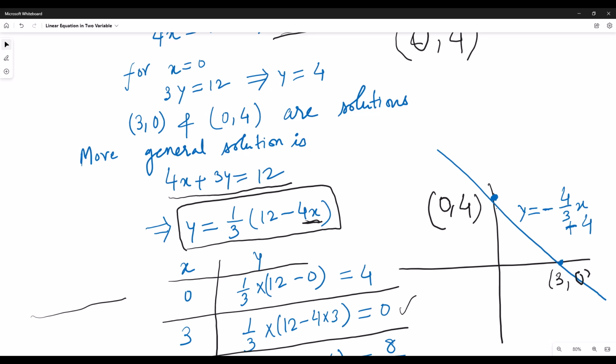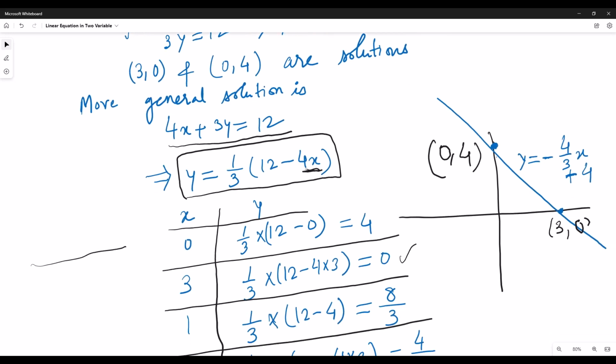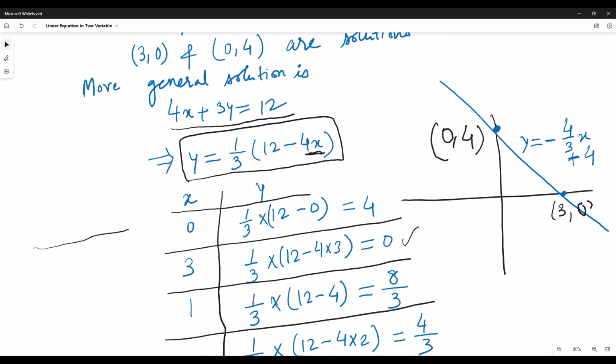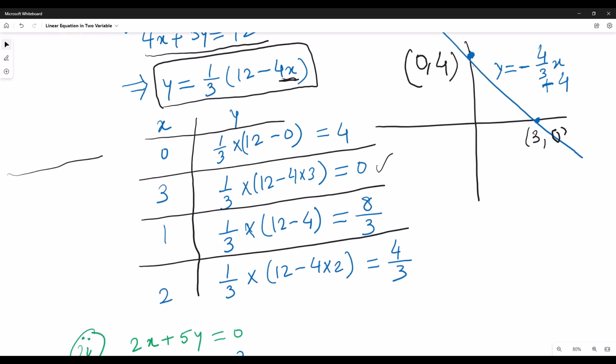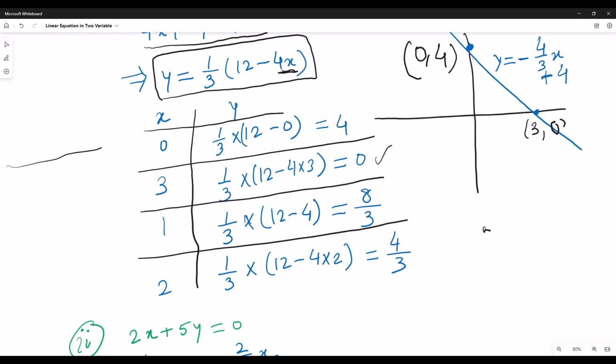And if you get 2 points, you can make a straight line. So only one line will pass through 2 points. You can just try. You can take 2 points and try to find how many lines can pass through 2 points. So through 2 points, only one line can pass.